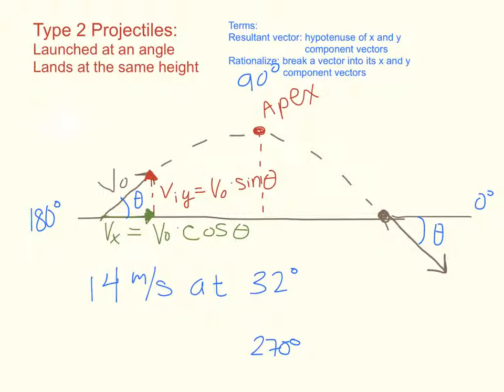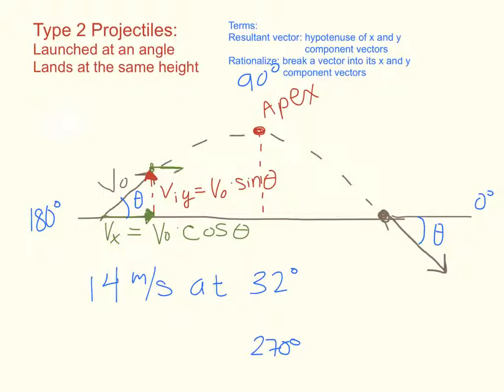Okay, now I've got my resultant vector, v naught, the hypotenuse that I started out with, rationalized into x and y components using sine and cosine. The other thing that I want you to notice when we're talking about type 2 projectiles specifically is that the angle that we start out with over here is the same size as this angle that we end with. So what we see is a velocity vector that's going up, and it's getting smaller and smaller and smaller as we're going up.